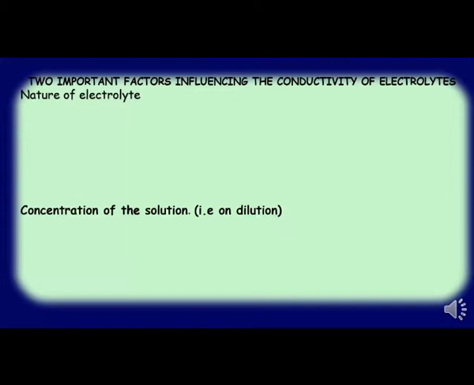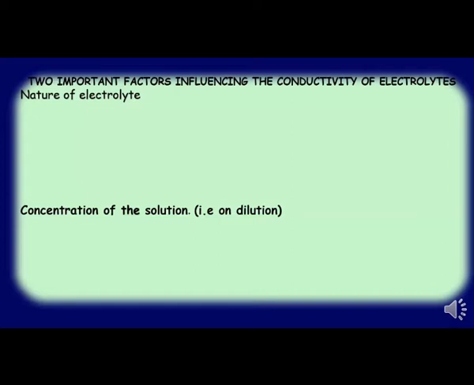Now let us look into the two important factors influencing the conductivity of electrolytes. One is the nature of the electrolyte and the second is the concentration of the solution. As far as the nature of the electrolyte is concerned, you know what an electrolyte is? Electrolytes are substances which are capable of conducting electricity either in the dissolved state or in the molten state.